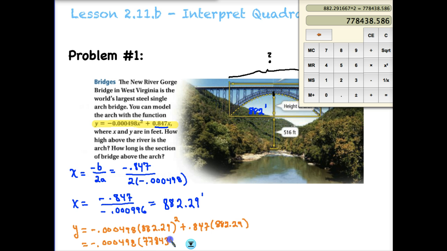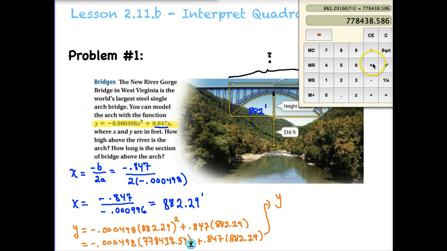778,438. I'm going to again round to the hundredths place. And then we have this other stuff, which I'll continue to write out. We have a lot of big numbers. So what I like to do is go ahead and leave this in my calculator without rounding it and then multiply it by this number here because that would be the next step.